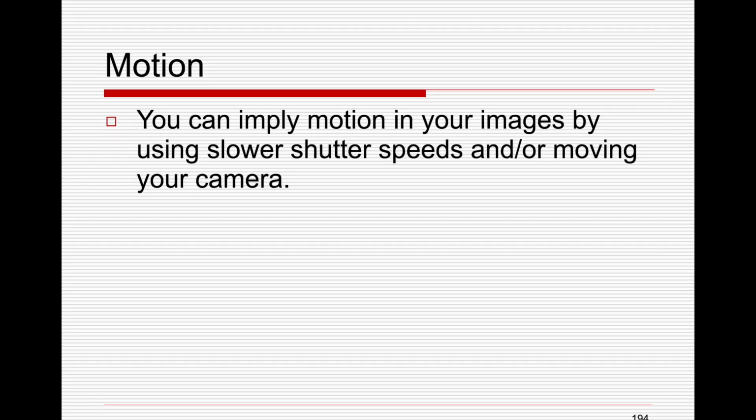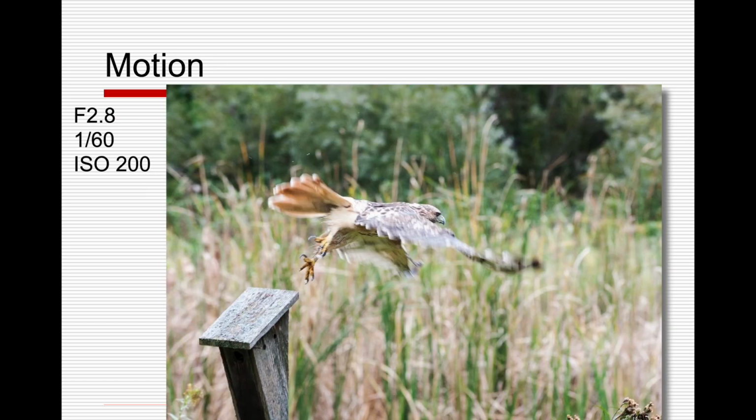Okay, I'm back. As I said, you can introduce or imply motion in your images by using slower shutter speeds or moving your camera. In this shot, the red-tailed hawk taking off from the birdhouse it was sitting on, I'm using a 60th of a second, f2.8. My ISO is at 200. The aperture I'm using is because I want to make all these distracting elements in the background soft.